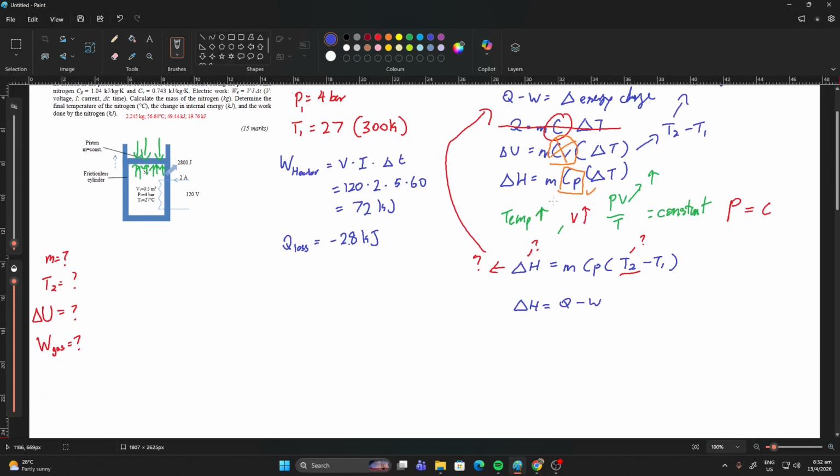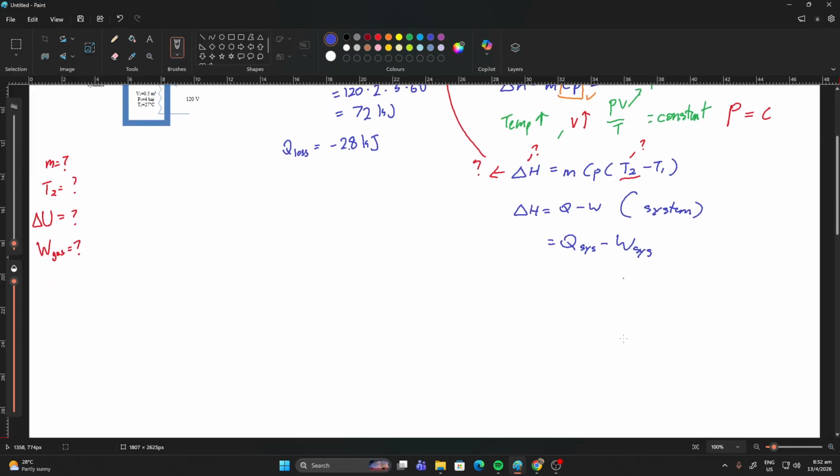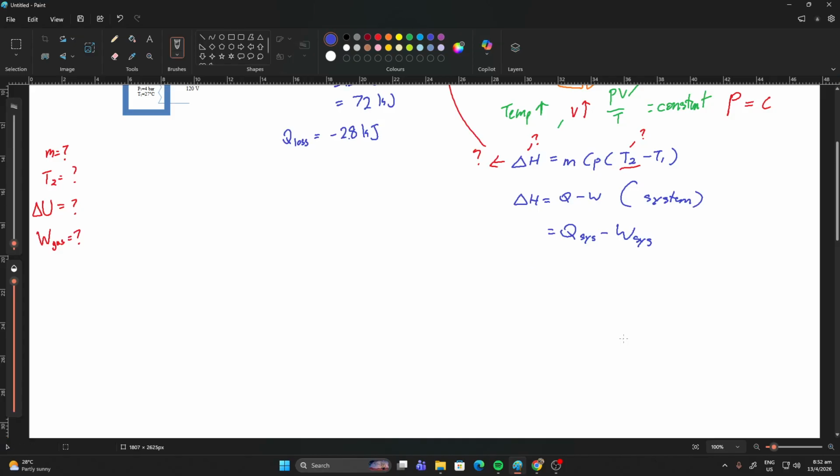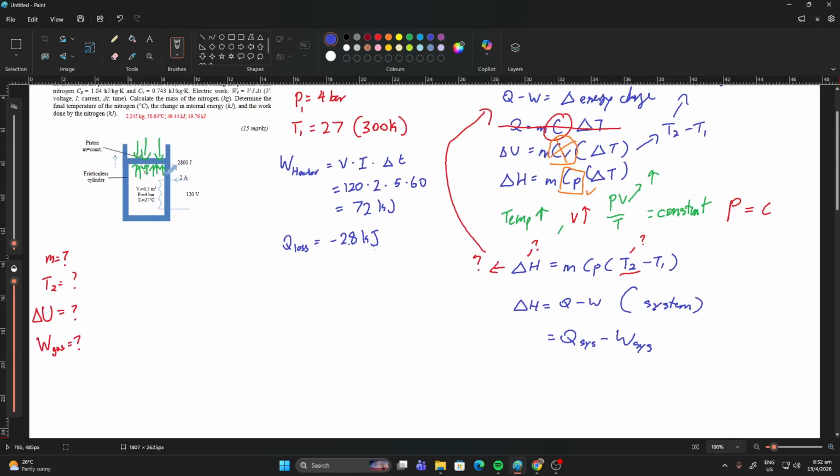But let's be very, very specific. Q minus W is all related to the system. What do I mean by that? Q from the system minus work done from the system. Alright? So we have identified that the Q loss is 2.8 kilojoules. Now, is it negative 2.8 or positive 2.8? It is heat loss from the system. Heat loss means I'm removing.